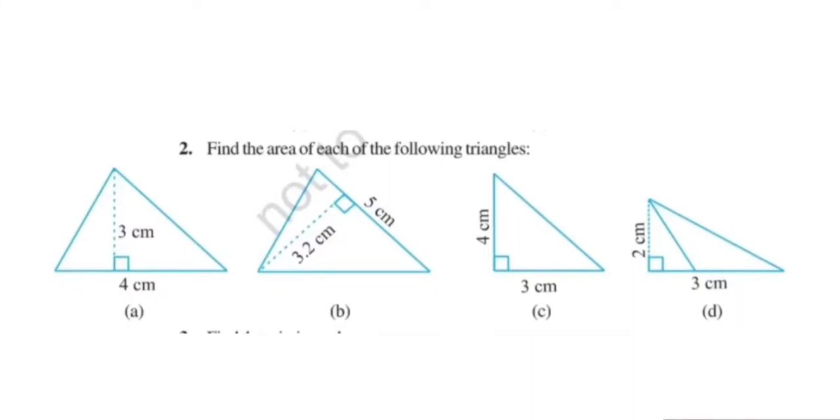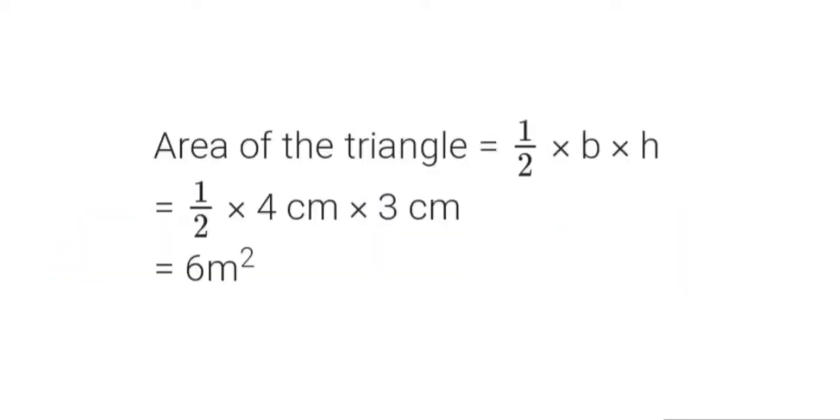Base is given 4 and the height is given 3. So the formula of the area of a triangle is 1 upon 2 into base into height. Now put the values: 1 upon 2 into 4 centimeter into 3 centimeter. So 2 and 4 we can cut. 2 ones are 2 and 2 twos are 4. So the answer is 6 meter square.